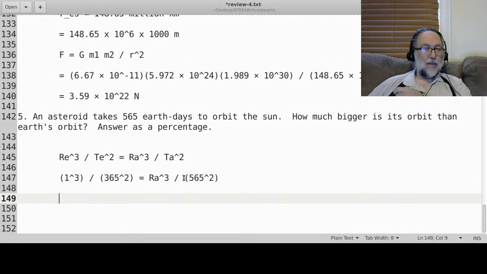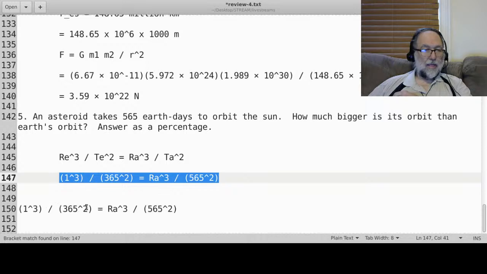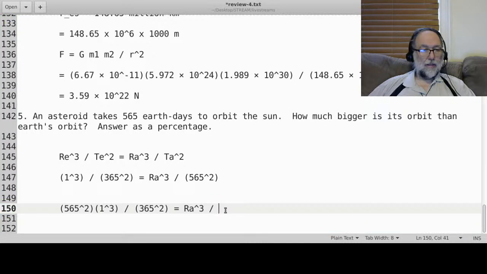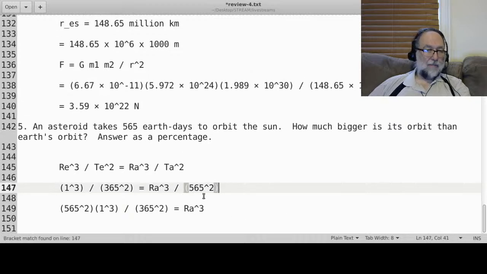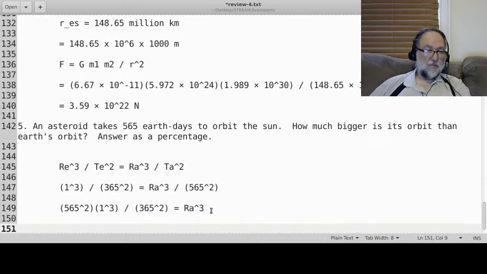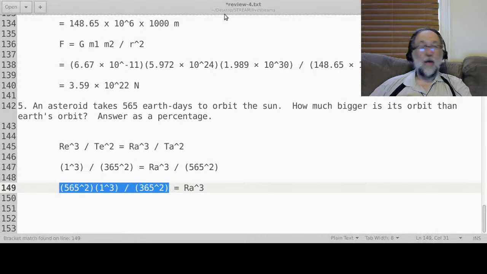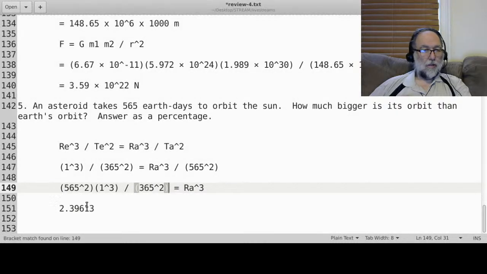Okay, now what? Well, let me multiply both sides because I want to isolate R cubed. Let me multiply both sides by this. So let me take that and move it over here like that. All I did there was, here I'm dividing by 365 squared, so here I multiply both sides by 365 squared, okay? And this number we can work out on a calculator. And what is that number equal to? If I can copy and paste it, it's equal to this number right here.